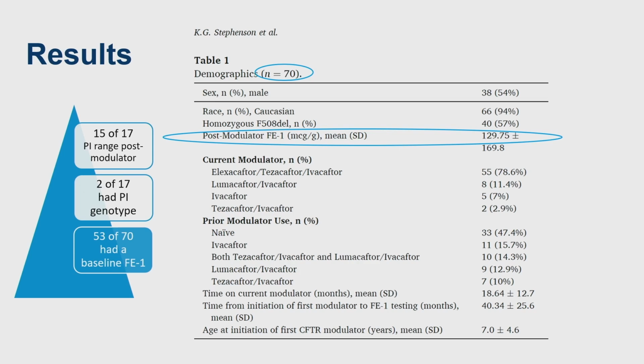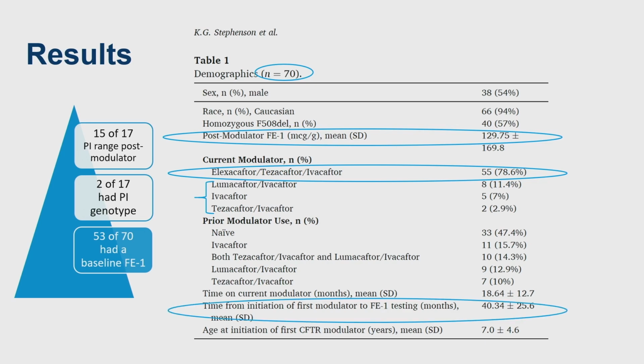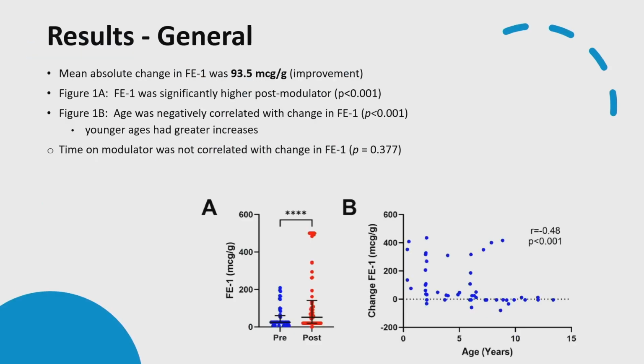So 129 was the average or mean of their post-modulator elastase. About 78% were on ETI, although we had children on all modulators that are available in the US. 40 months was the average time from start of their modulator to this check of elastase. And that was a long time, but we had a lot of children who had been on modulator for years and were just now starting to check elastase. And then 7 years is the average age at which they started their first modulator.